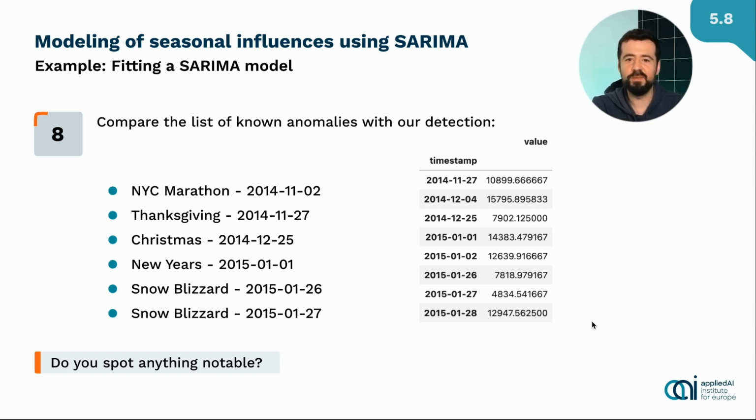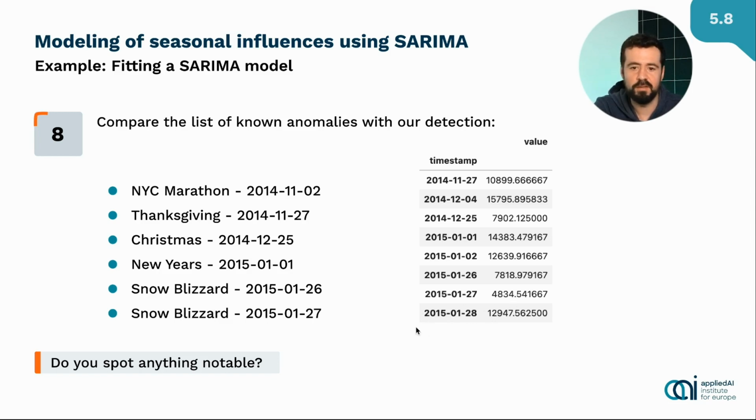If you compared these two lists, you probably saw that we missed one of the anomalies that we knew about, which is the New York City Marathon, which was on the 2nd of November 2014. So this one we didn't get. But we identified a few more points.